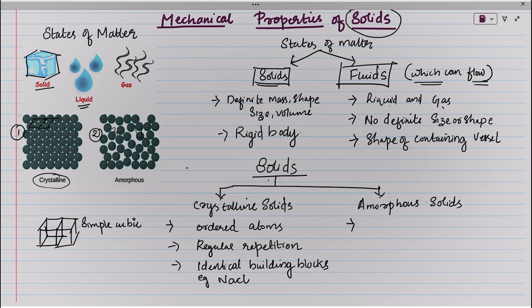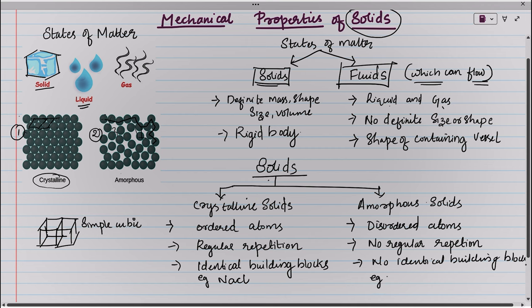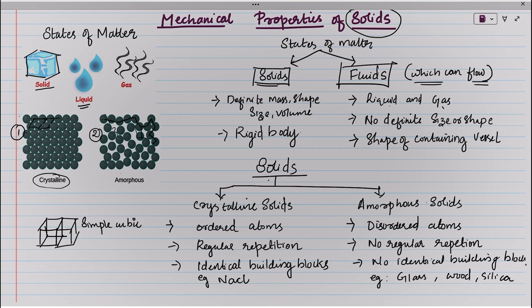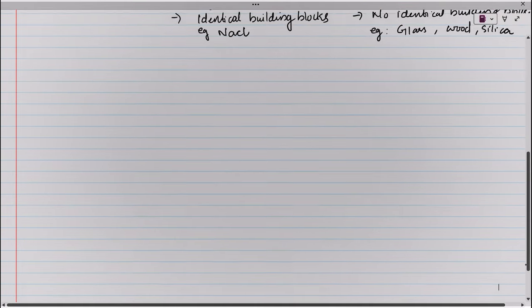Moving on to amorphous solids, the atoms are in a disordered manner. There is no repeating pattern, no regular repetition, and no identical building blocks. These are the features of crystalline and amorphous solids. Examples of amorphous solids are glass, wood, silica, etc.